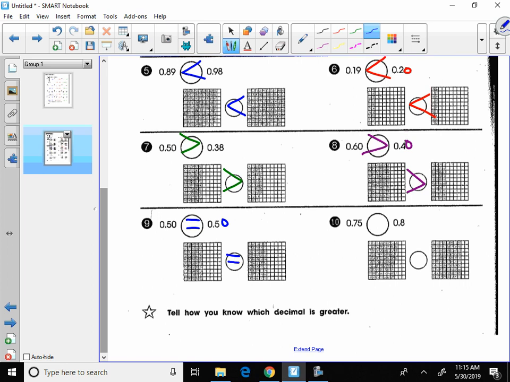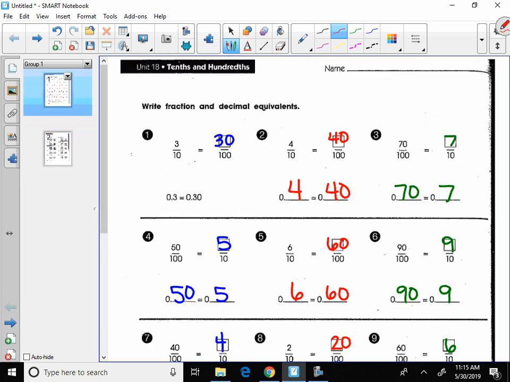This is showing that 50 little units is the same as 5 strips, right? And then the last one. I add a 0 here. I can see that 75/100 is less than 80/100. Here are the answers for page 94 and page 98.